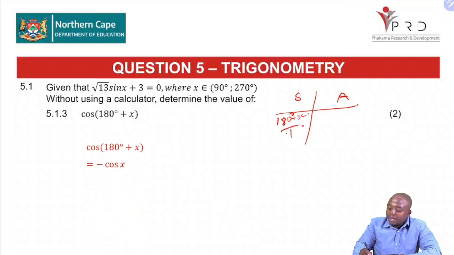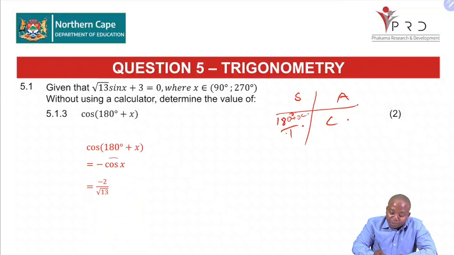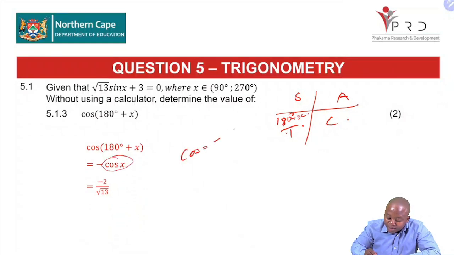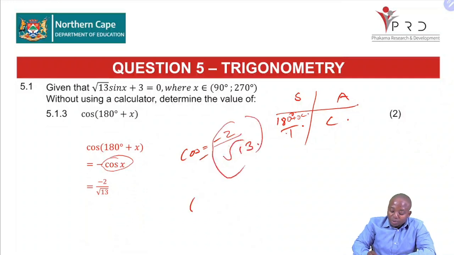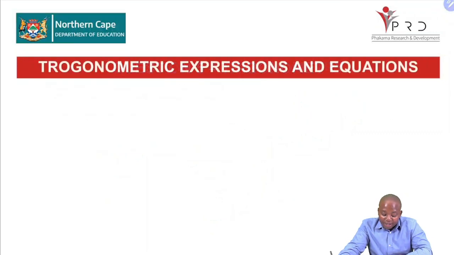Only tan in this case is positive. Then we have negative cos x. Then we are going to substitute our cos x according to the diagram. Our cos x according to the diagram, remember, cos, what was it? It was negative 2 all over root 13. Then there is a negative outside, so it is going to be 2 over root 13, which is now going to be positive, because the negative and negative will cancel out.